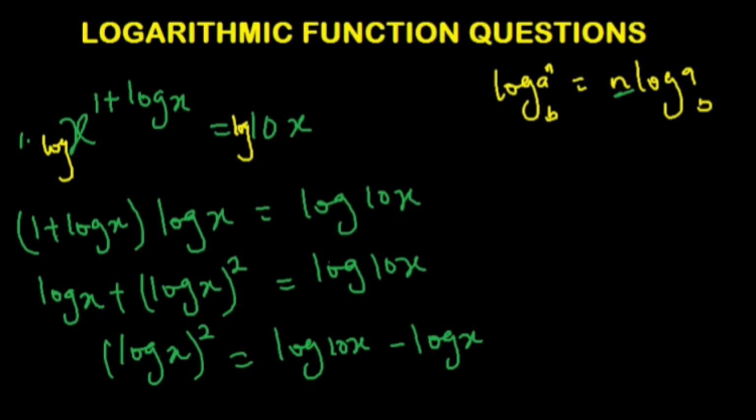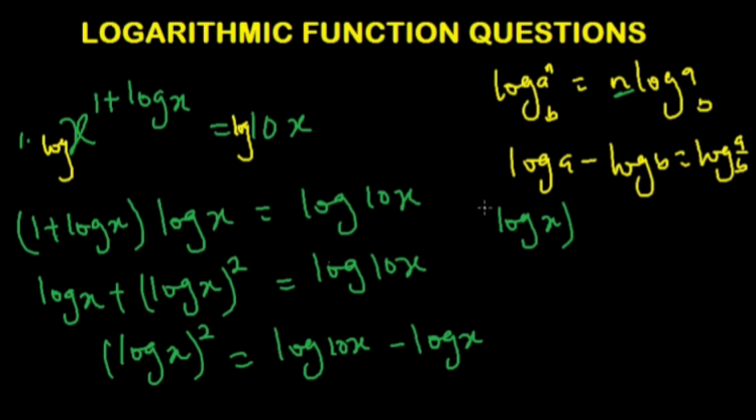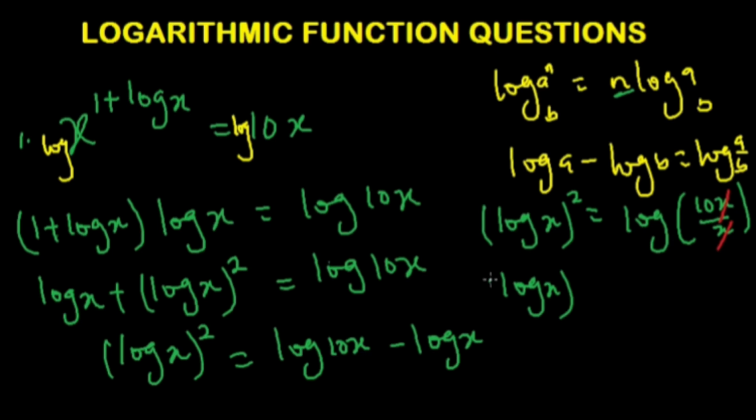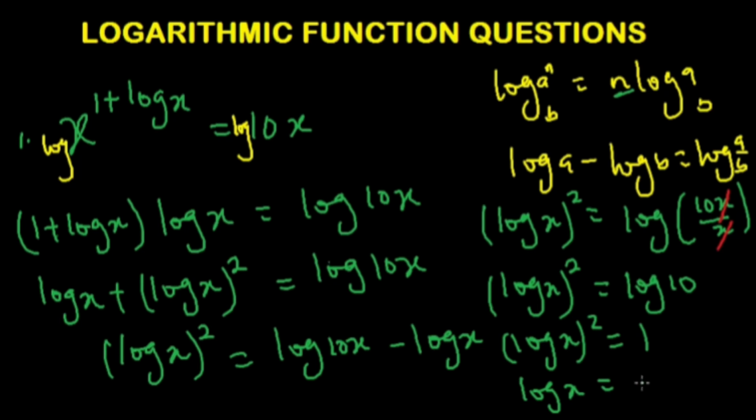The law of logarithm here states that log a minus log b is equal to log a over b, right? So that is exactly the same thing I'm going to be using here. Then I'll have log x squared is equal to log of 10x over x. Which means that x can cancel out x, so I'll still be left with log x squared is equal to log 10, and log 10 actually is 1, so I have log x squared is equal to 1. So I can square root both sides, and that will be log x is equal to 1. That implies that my x will be 10.